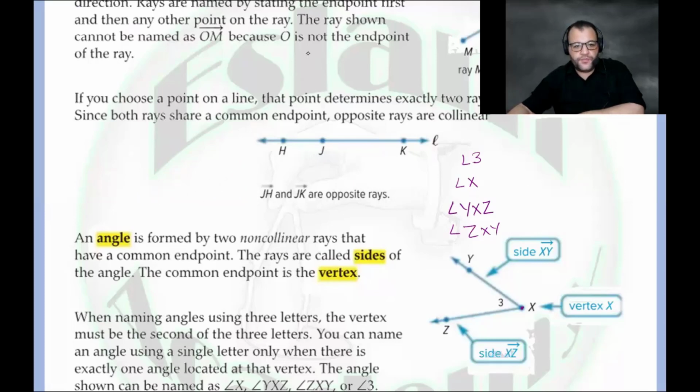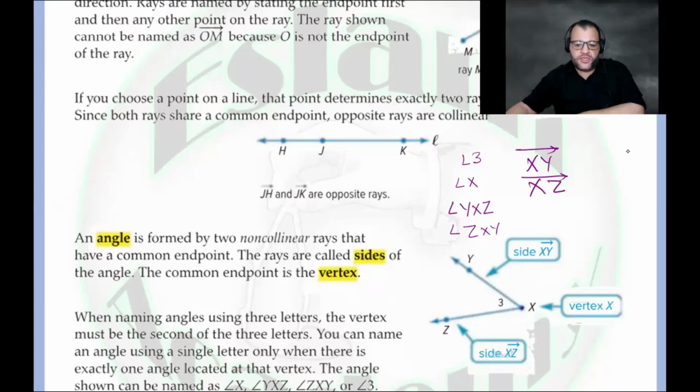What's your name? Zaki. Full name. I need two names, not just one. Ahmed Zaki. Ahmed and Zaki. So you can say X and Y. The ray is called XY, and XZ. So those are the two rays.